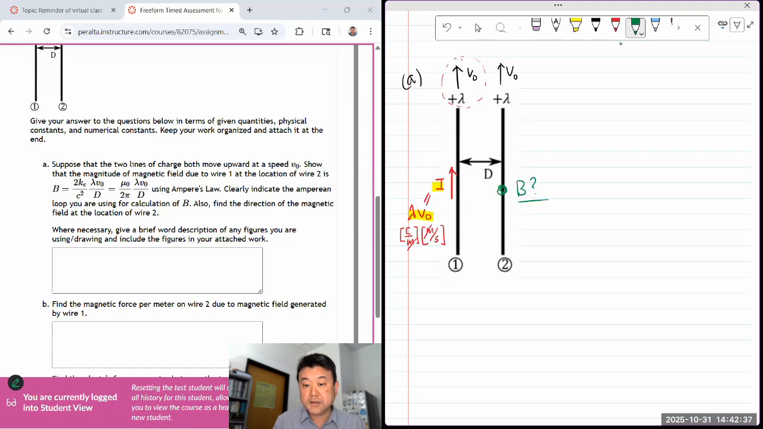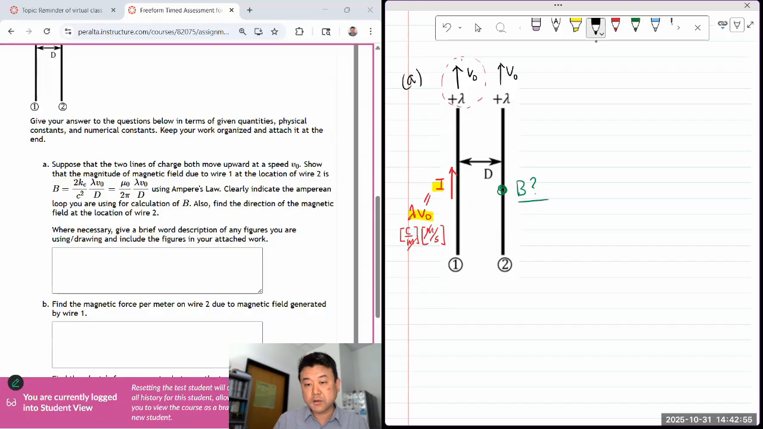What is the magnetic field? This is a classic application of Ampere's law, one of the four symmetric geometries that you can apply Ampere's law to derive the magnetic field. So let me start out with the statement of Ampere's law.